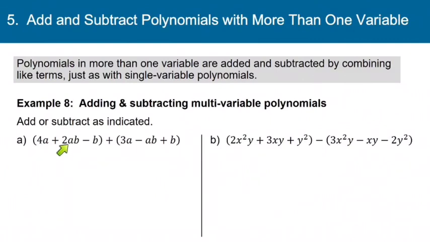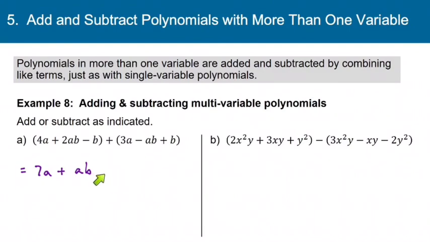Here we have 4a plus 2ab minus b plus 3a minus ab plus b. Okay, for the a terms, we have 4a plus 3a, that's going to be 7a. Then for the ab terms, we have 2ab minus 1ab, that's positive 1ab. Then we have negative b plus b, and that actually would add up to 0, so there will not be another term here.